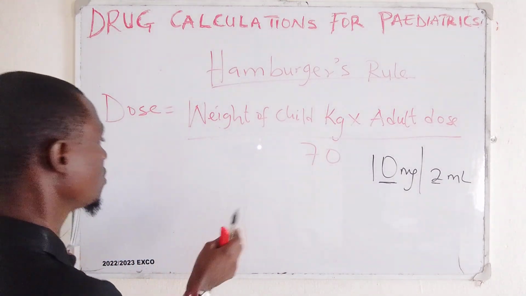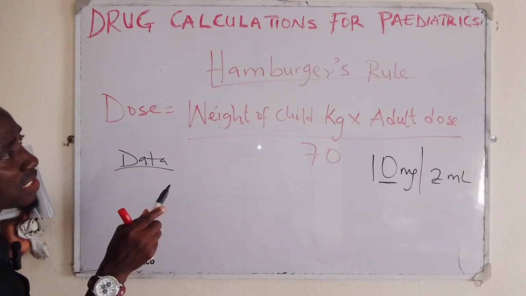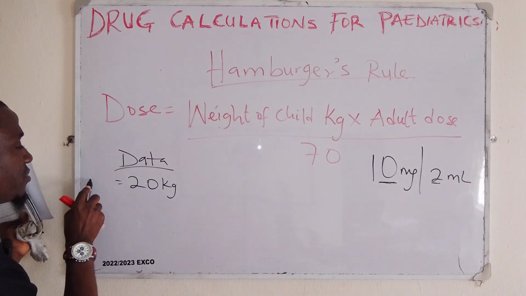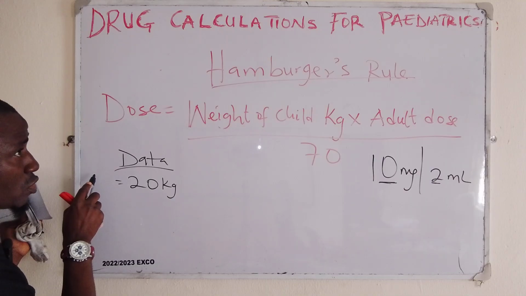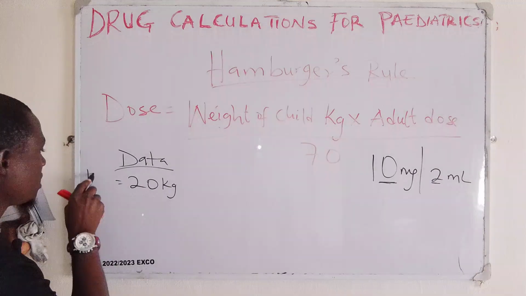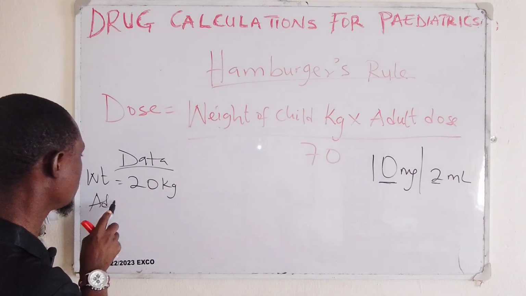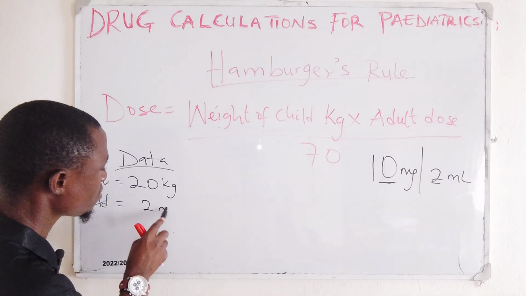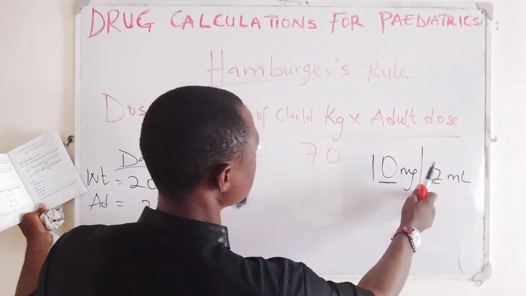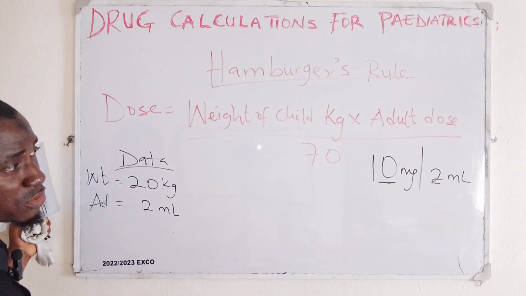Now, let's quickly get our information down. The weight of the child has been given to be 20 kg. This child was having a case of febrile convulsion, and I want to stop that convulsion because of the danger associated with convulsion in children. Then I've already established that the adult dose is 2 ml, which is also the same as 10 milligram, because this is how it comes: a 10 milligram strength in a 2 ml container, or the volume of this injection is just 2 mils.